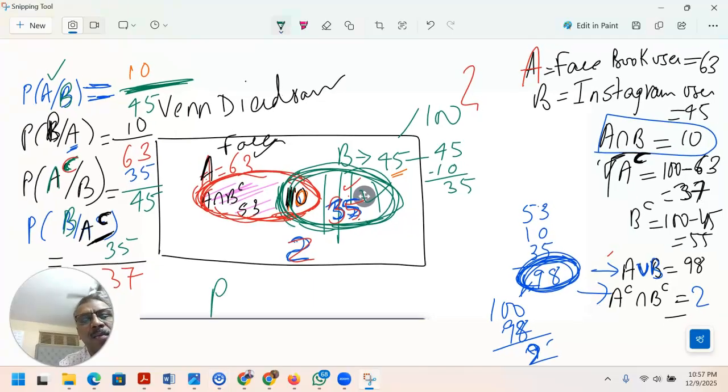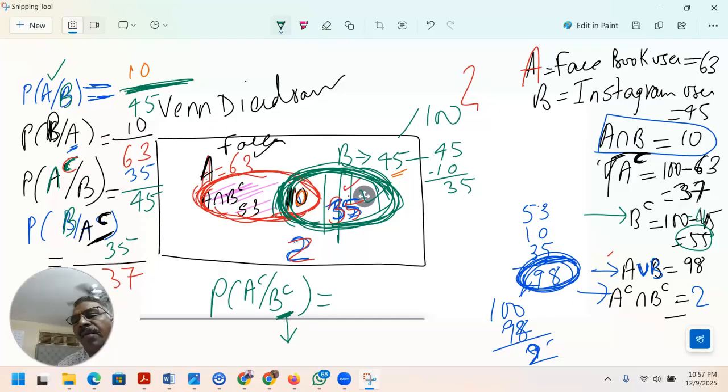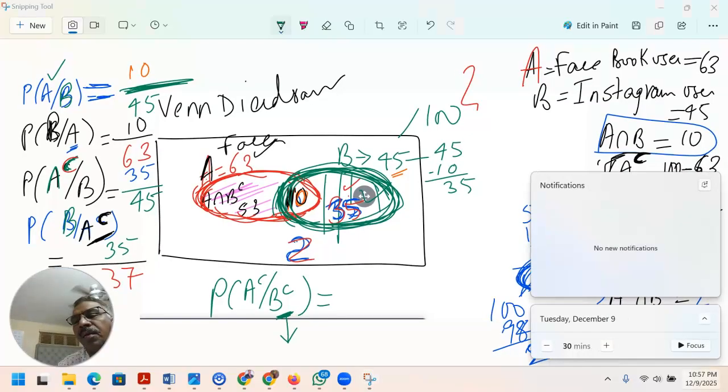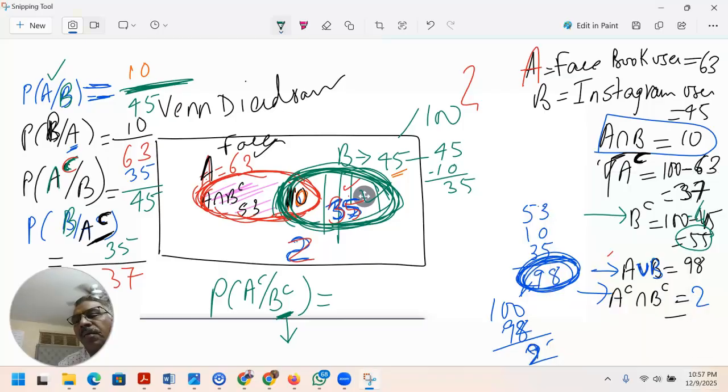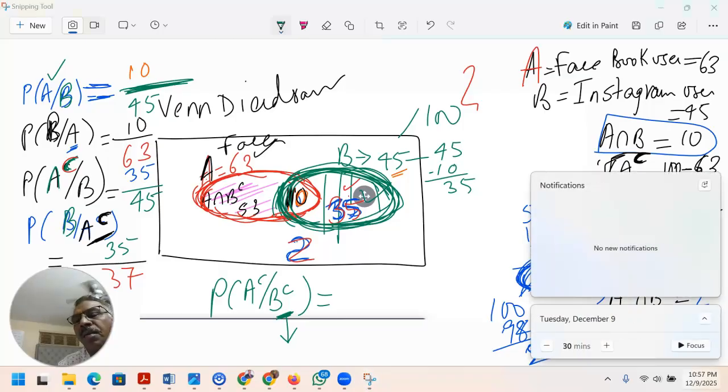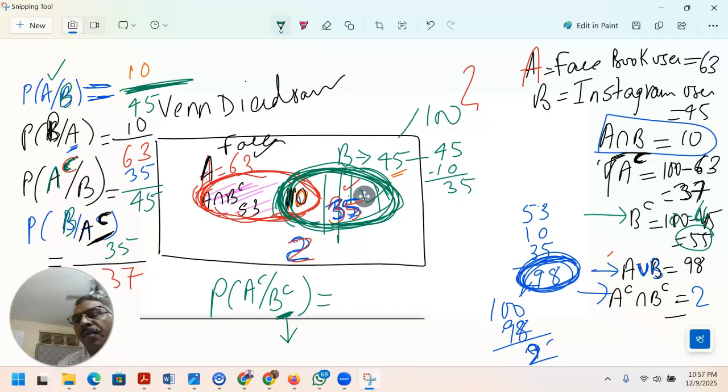And the last one is the probability of A complement. This was the first question that was asked. So what does this basically mean? Among the non-Instagram users, outside this, now this is 45. That means B complement is 55, because 45 students use Instagram. If you take away from 100, you get 55 students do not use Instagram.